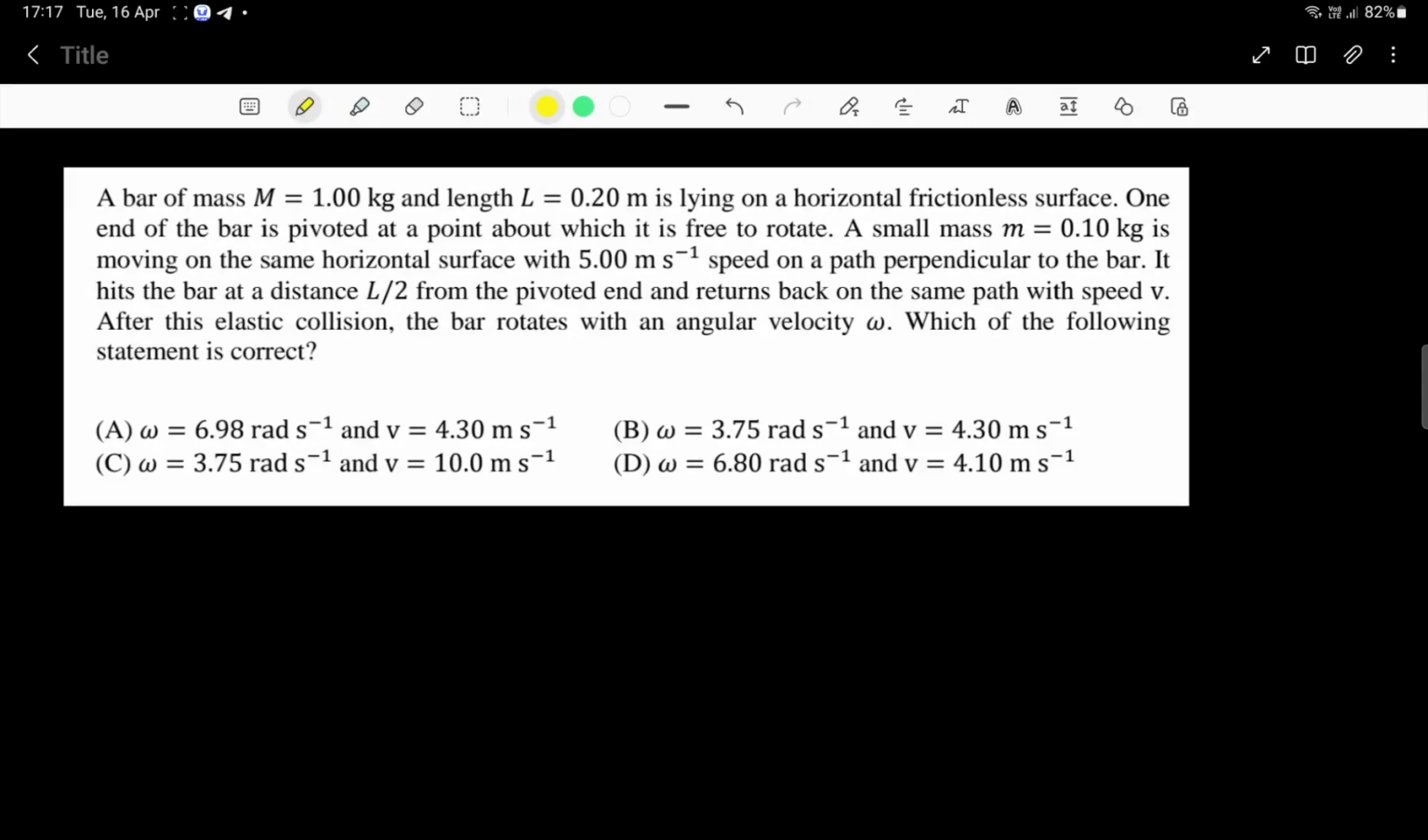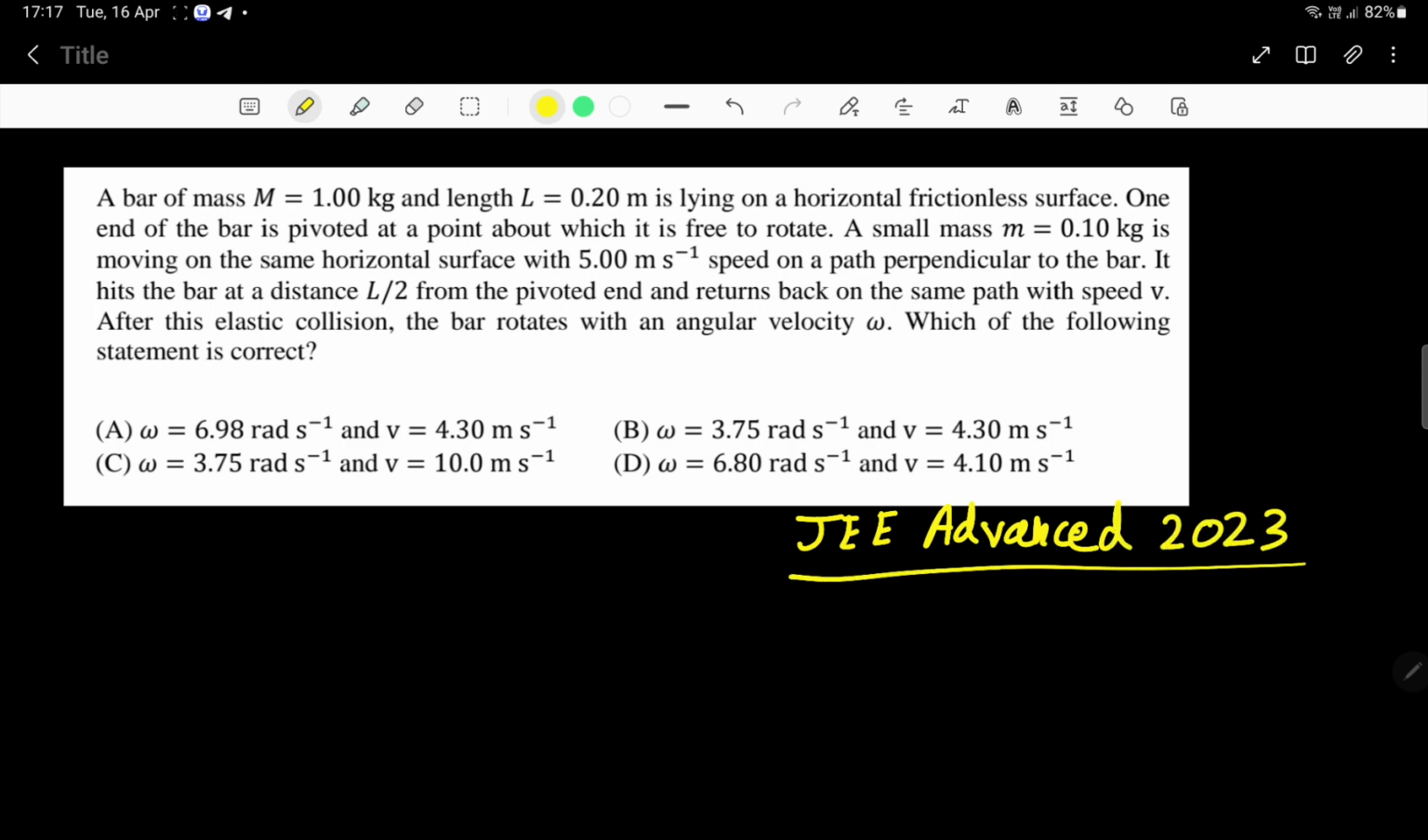Hello everyone. So here I have a question with me, and this question was asked in the JEE Advanced 2023, one of the hardest exams in India. So let's go through the question.